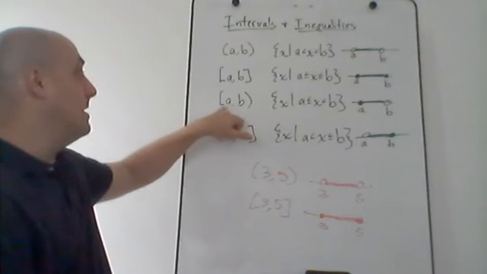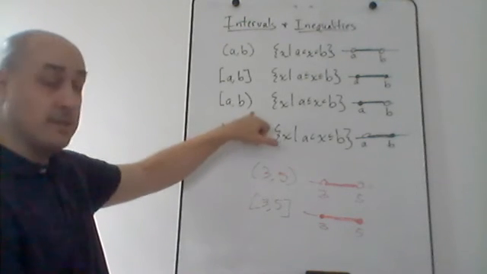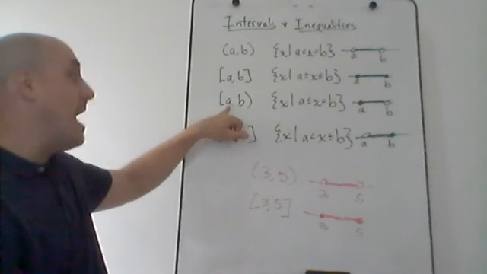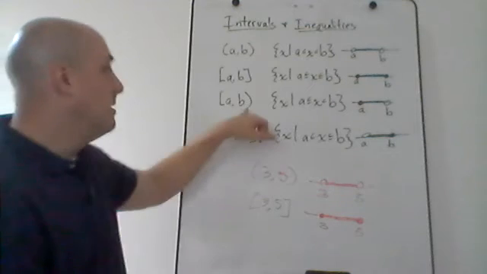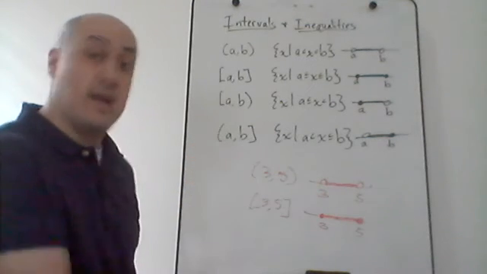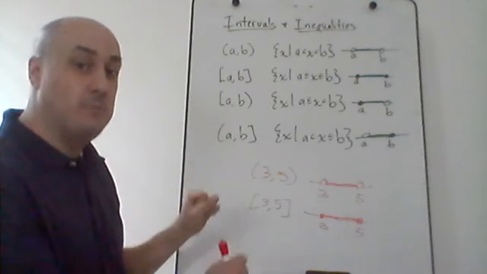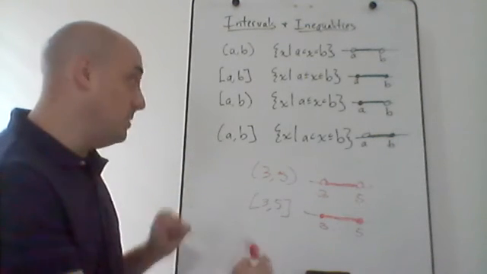We can have bracket A, comma B, parentheses. Right, the bracket next to the A means that the A is included. The parentheses next to the B means that the B is not included. So we can have one endpoint included and the other one not included in our set.